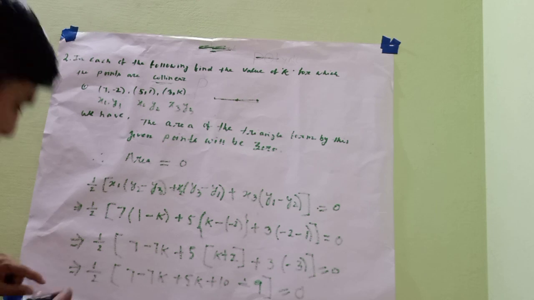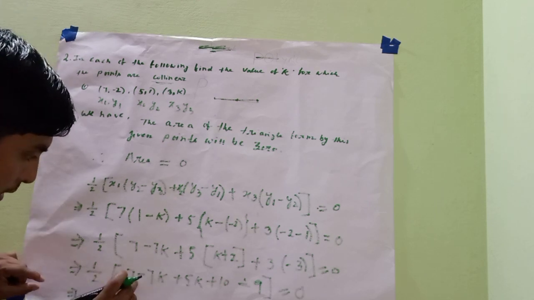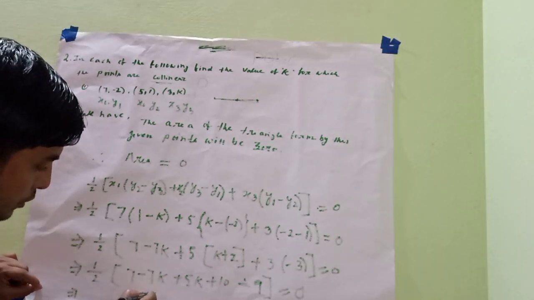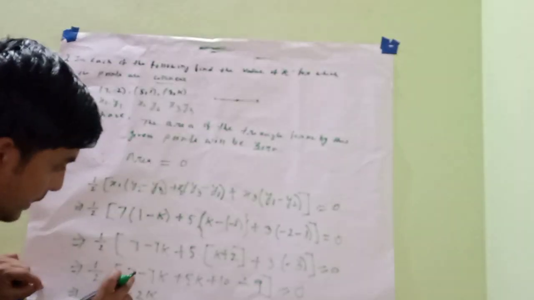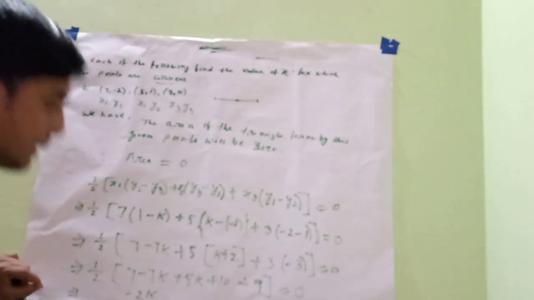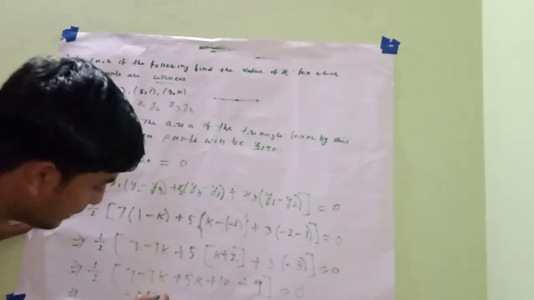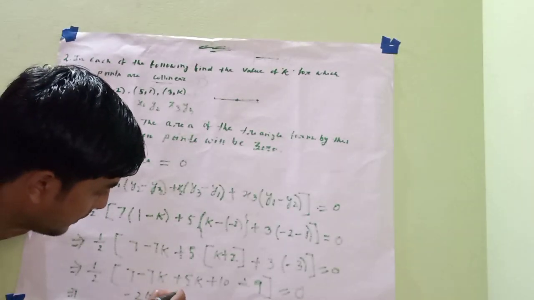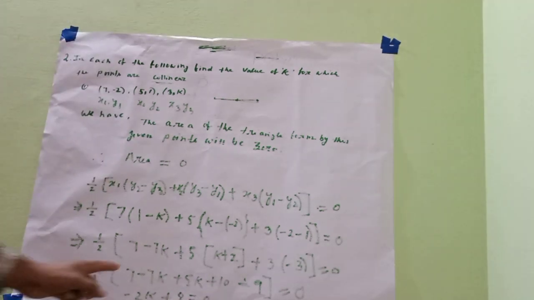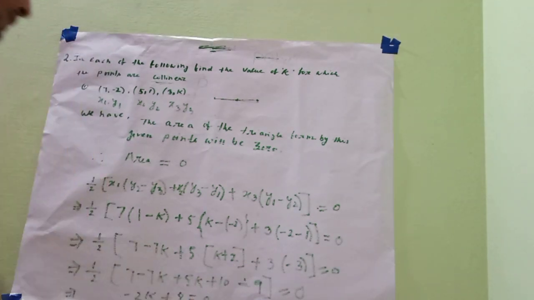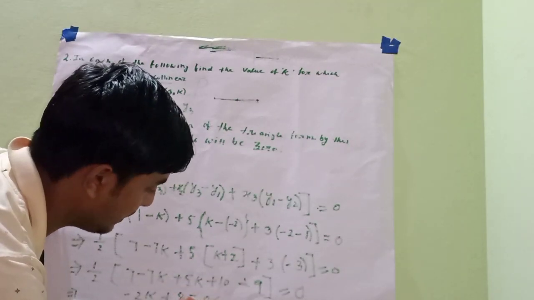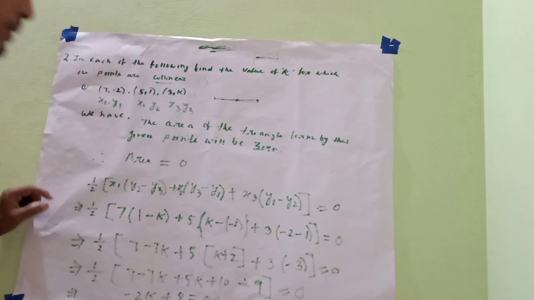Understood? Next, 7, so minus 7k plus 5k is minus 2k, then 7 plus 10 is 17, 17 minus 9 is plus 8. Clear? Then what about half? If you transfer half to the right hand side, it will be 0 by half. Clear?